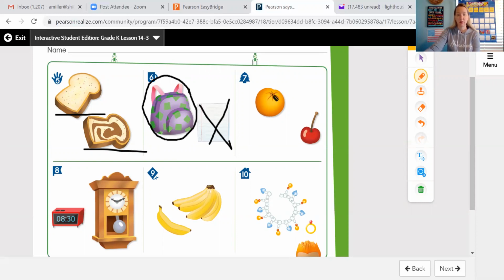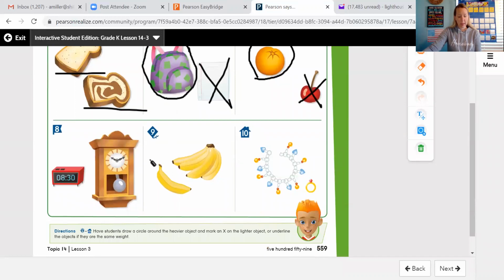Number 7, you have an orange and a cherry. So if you don't have these in your home, just think about what they look like. An orange is about the size of a baseball and a cherry is about, I don't know, just the little size of a little rock. So which one is heavier, an orange or a cherry? If you said orange, good job. Circle the orange, cross off the cherry.